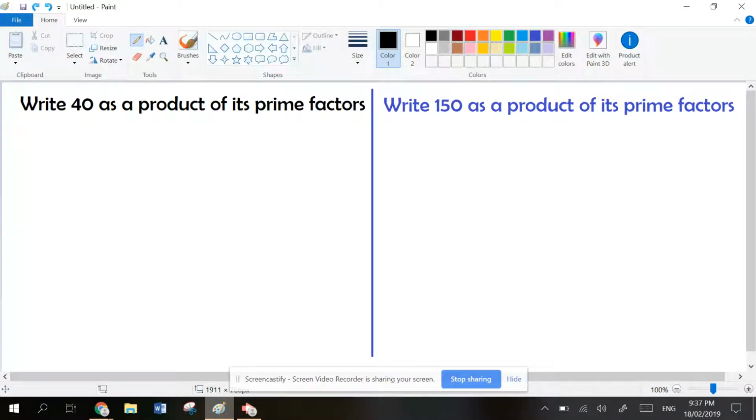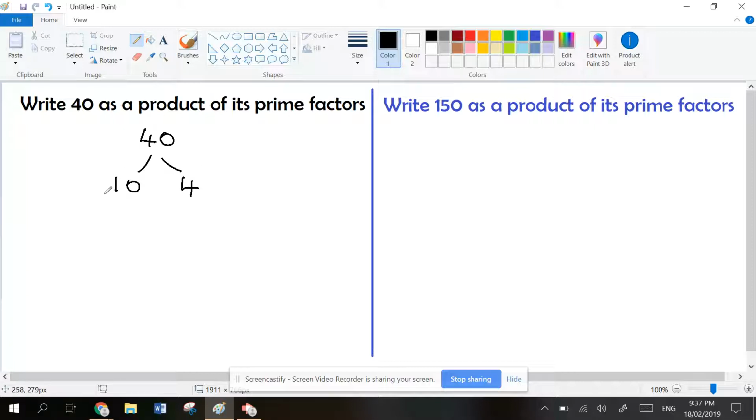Here we've got two questions. The first one is, write 40 as a product of its prime factors. First of all, if you have 40, write it at the top of your page. We're going to make a prime factor tree. 40, we just split up into any two factors that we can think of. 10 times 4 is a good one.